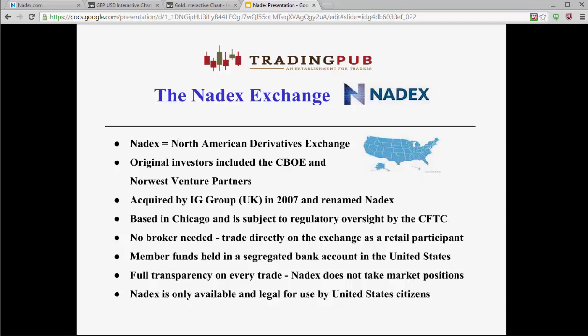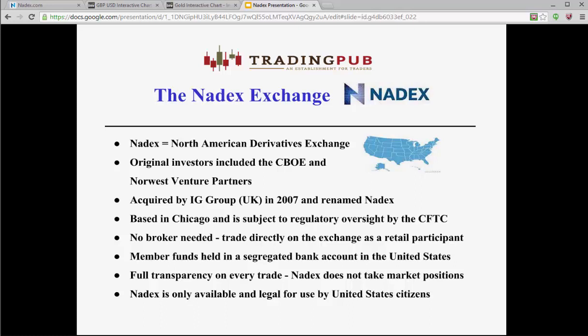It's like going to a casino. You're betting against the house. You're not being matched with a buyer and a seller. And when that happens, the odds can be stacked against you. To trade Nadex, you have to be a legal U.S. citizen at this point in time.